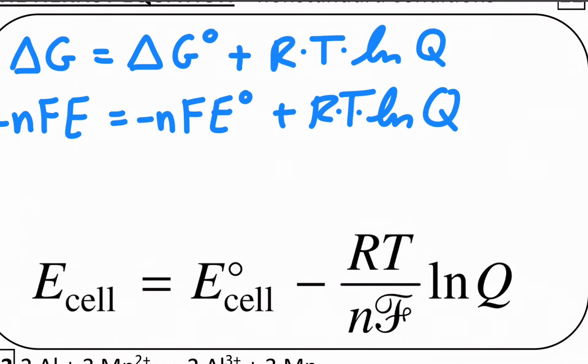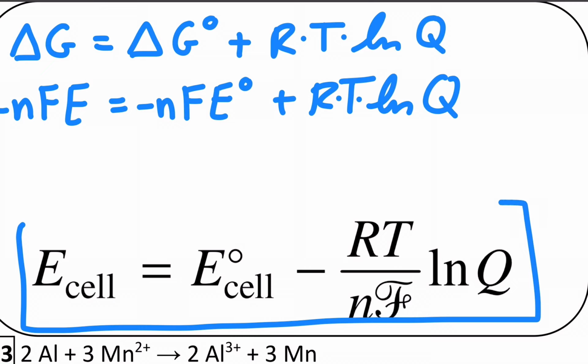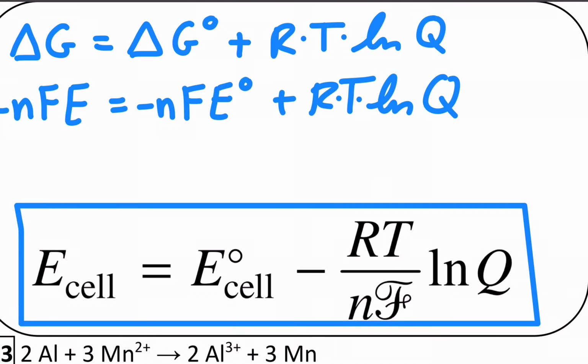And that rearranges to something that you actually have on your reference table called the Nernst equation, which looks like this. I'm just going to box it. So this shows us where the potential of the cell under any conditions is based on the standard conditions, the temperature, the R constant, the moles of electrons, Faraday's constant, and then the reaction quotient, which is the same expression as the equilibrium constant, just not at equilibrium.